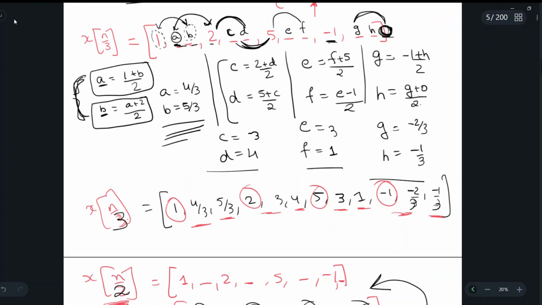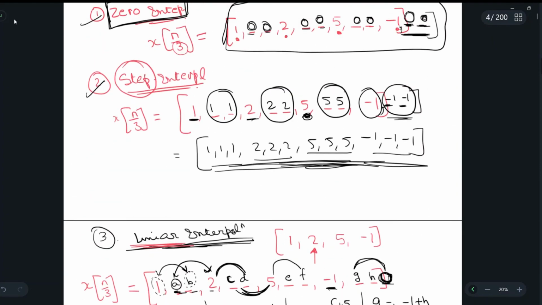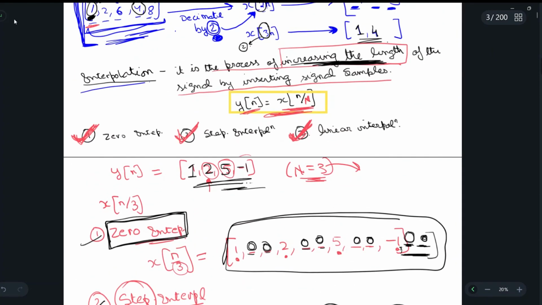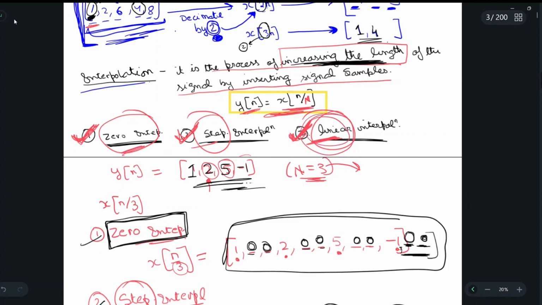So guys, these are the three interpolations that we have to follow. That is, first zero interpolation, step interpolation and linear interpolation. And do not worry, it will be stated in the question which interpolation they are asking for, whether it is zero, step or linear. So basically most of the time linear is asked because step and zero are very easy. So please get a good grasp on linear interpolation.